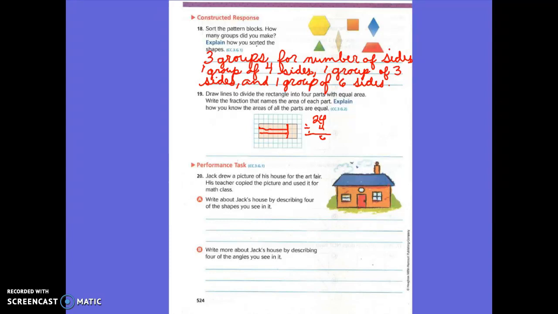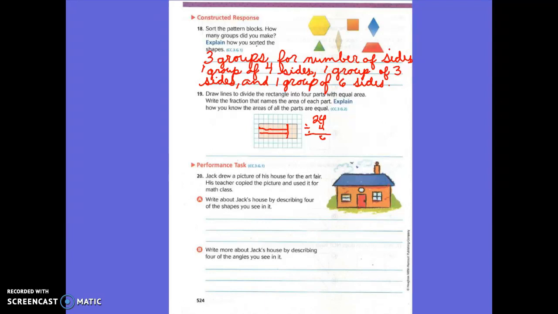There's more than one way you could do this. You do not have to do it the same way as me. Okay, we divided the rectangle into 4 parts. Each part has 6 squares. Okay, what's the fraction that names the area of each part? 1/4. You guys agree? Yes.